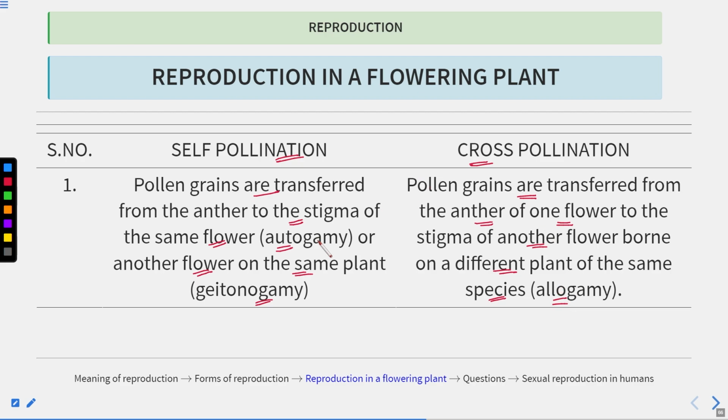Clear? So now you know all these terms. Autogamy is the transfer of pollen from the anther to the stigma of the same flower. Geitonogamy is the transfer of pollen to another flower present on the same plant. Allogamy is the transfer of pollen from the anther of one flower to the stigma of another flower borne on a different plant, but which belongs to the same species.